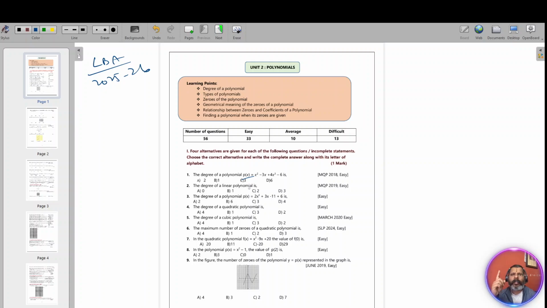Degree of the linear polynomial will always have variable in power 1. Degree of the polynomial, again it's a 3, 2x cube is there. Quadratic polynomial degree is always 2 because ax square plus bx plus c is the standard form of the quadratic polynomial. Cubic polynomial will have variable in power 3. The maximum number of zeros for any polynomial is equal to the degree of the polynomial. So quadratic polynomial will have degree 2, so the maximum number of zeros will be 2.